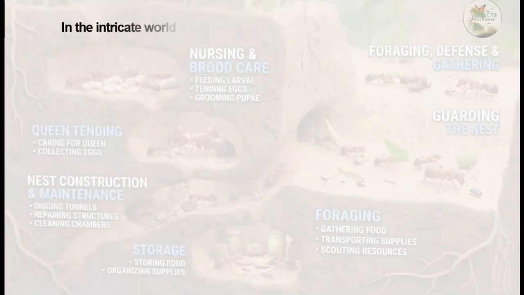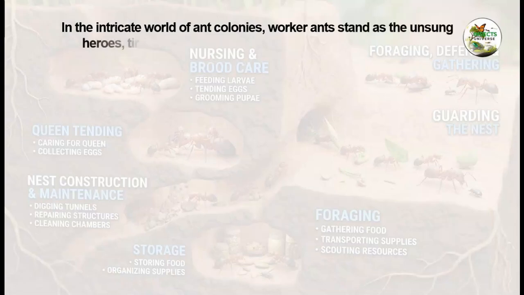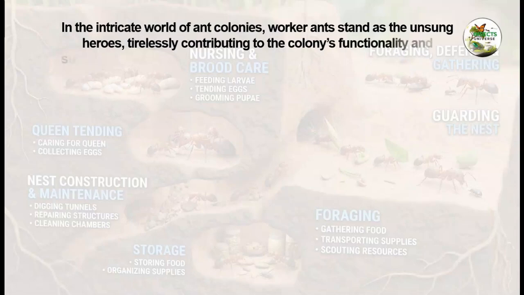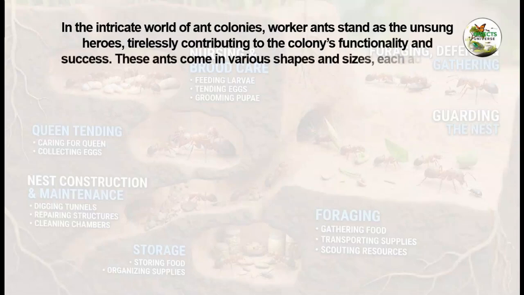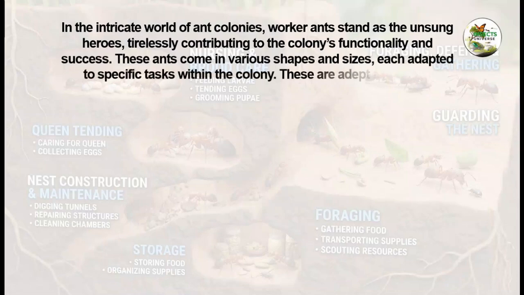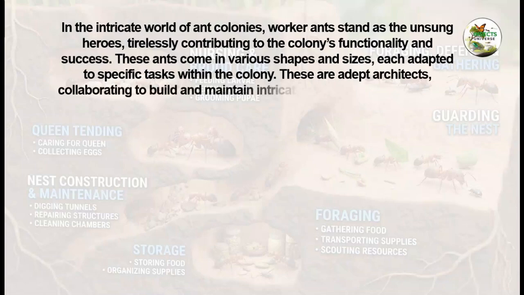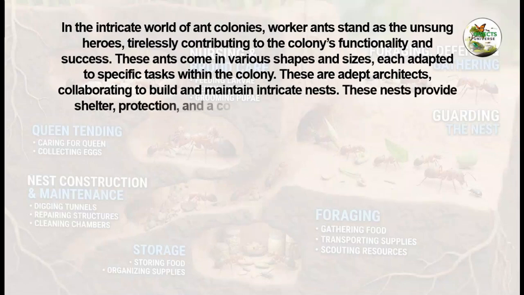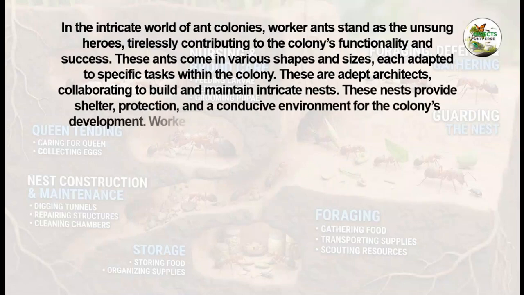In the intricate world of ant colonies, worker ants stand as the unsung heroes, tirelessly contributing to the colony's functionality and success. These ants come in various shapes and sizes, each adapted to specific tasks within the colony. They are adept architects, collaborating to build and maintain intricate nests. These nests provide shelter, protection, and a conducive environment for the colony's development.